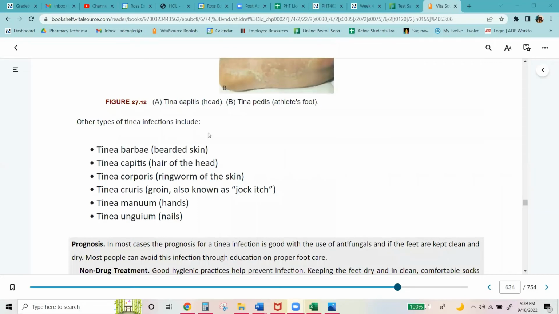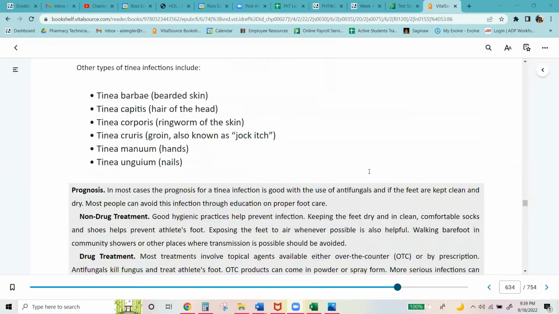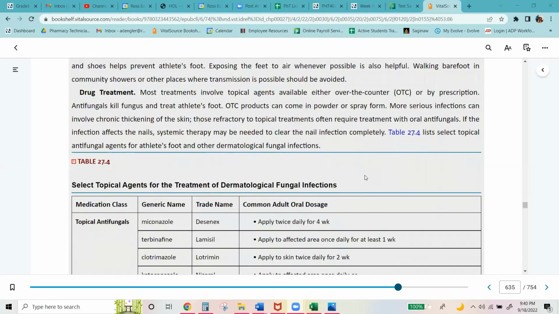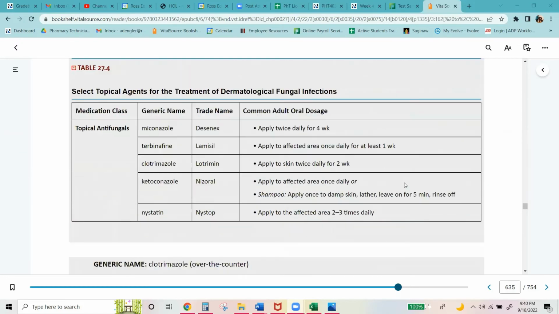So you can also get fungal infections of the bearded skin, hair of the head, ringworm of the skin, groin, hands, nails. And here are some select topical agents for the treatment of dermatological fungal infections.